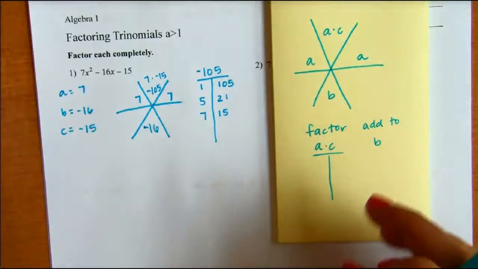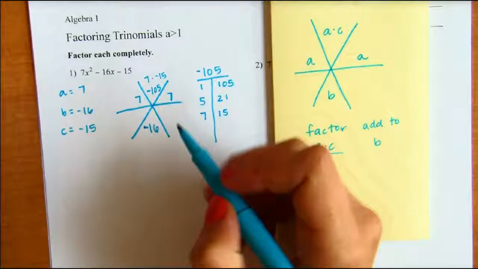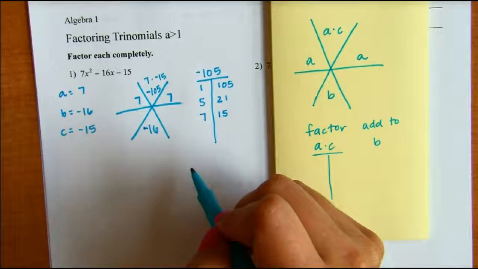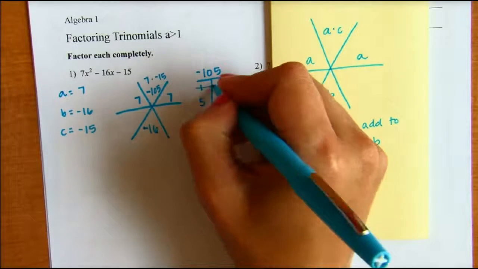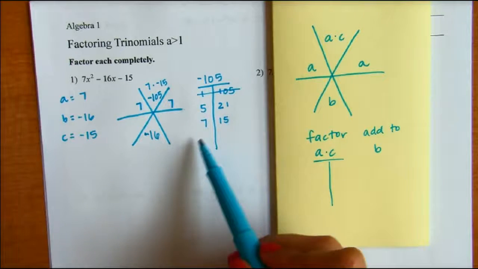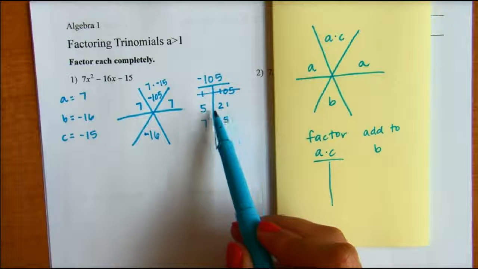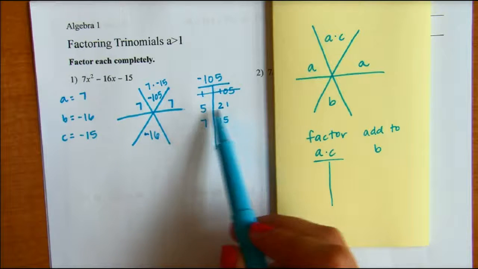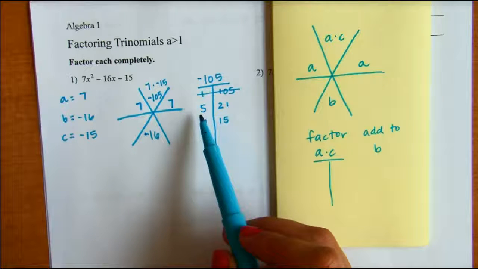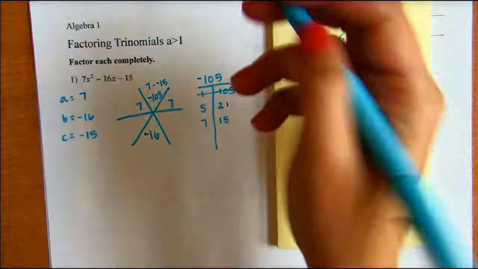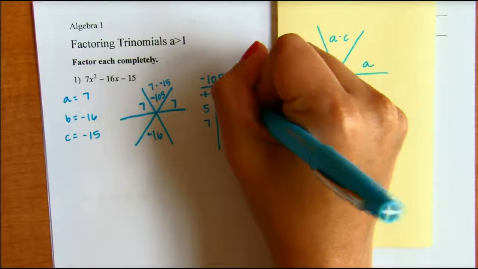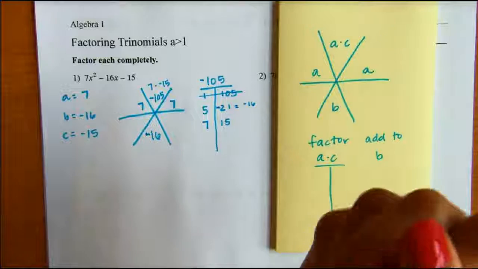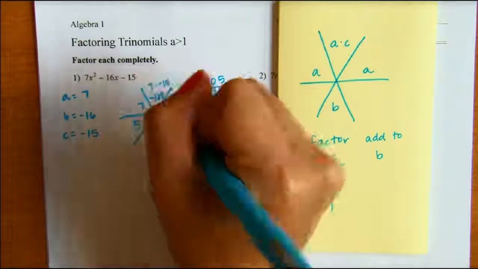I want to figure out which of these will add to negative 16. So that means that one of my numbers has to be negative. Well, 1 plus 105, that's not going to work. I'm never going to get 16 from there. 5 and 21, if I were to subtract, 21 minus 5, I'll get to 16. In order to get to negative 16, 21 has to be negative, 5 has to be positive. So negative 21 plus 5 will give me negative 16, which means that these are going to be my 2 factors. So 5 and negative 21.